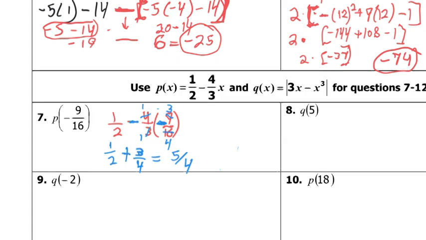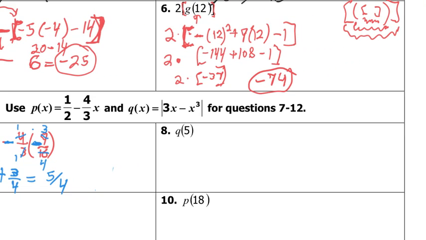Okay. Q with a 5 in it. So I need to put a 5 into that Q for the problem number 8. 3. I got an absolute value 3 times 5. If there's no negative signs and no squares, I'm not even going to bother with a parenthesis. Minus, and I got the x is 5 cubed. So we got the absolute value. 3 times 5 is 15. Minus and 125. What is 15 minus 125 anyway? 110? Negative 110.